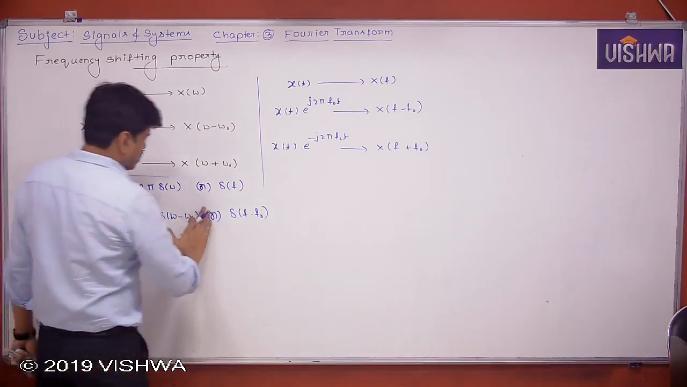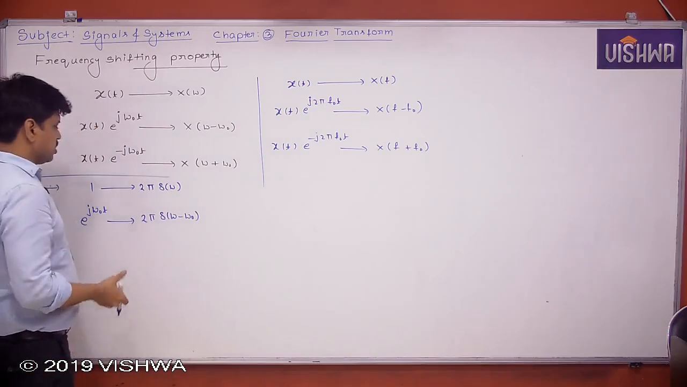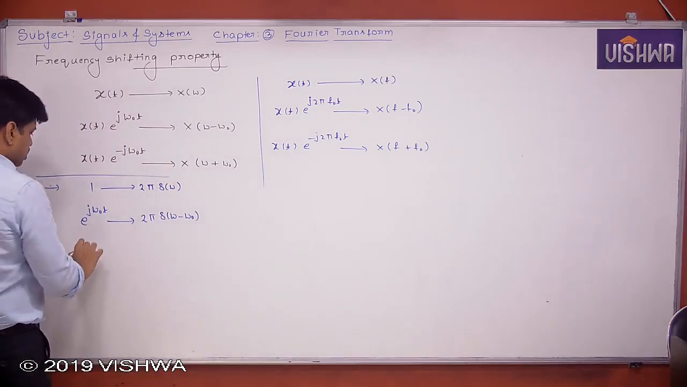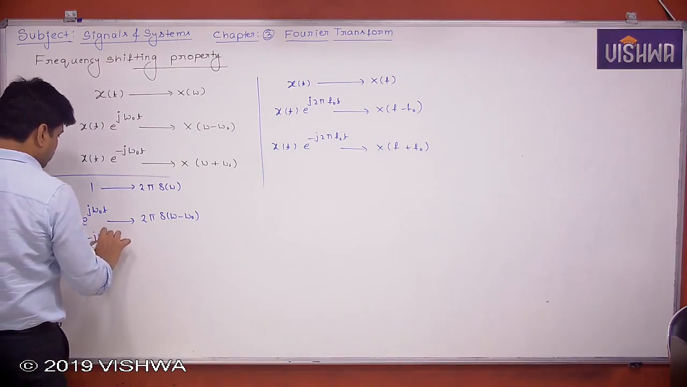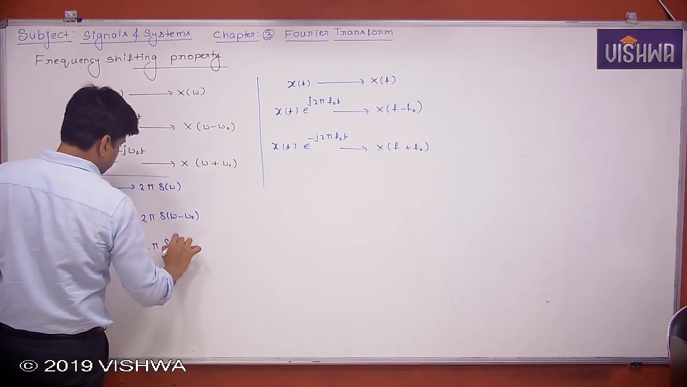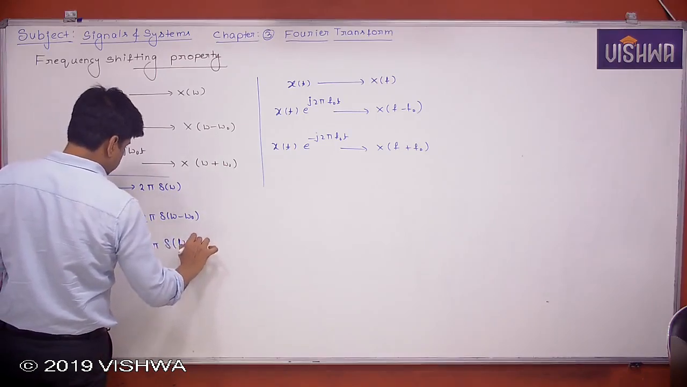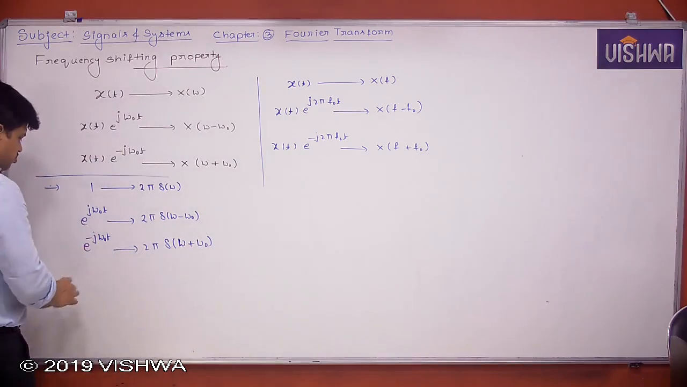Okay. So for the time being, just make it as x of omega only. So this is what we get. e power, let's say minus j omega naught t, then this is going to be 2 pi delta omega plus omega naught. So from this, what is cos omega naught t?